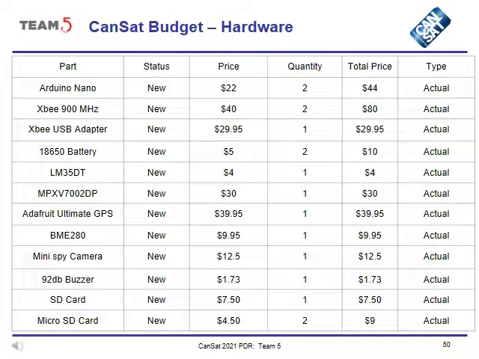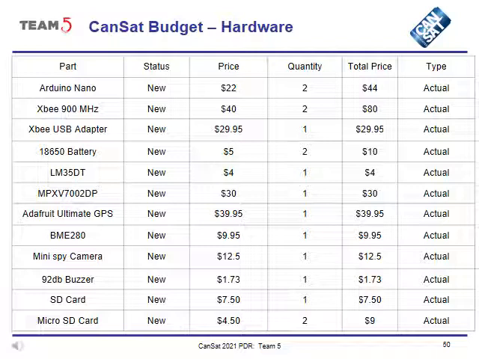Now let's talk about the Cansat budget of the hardware. In this table we show a few parts that we need, the price, the quantity, and the total price after the quantity. For example, we have the Arduino Nano, the XBs, the adapters, the mini spy camera, the SD cards. As we can see on this list, we have the price for each of them.